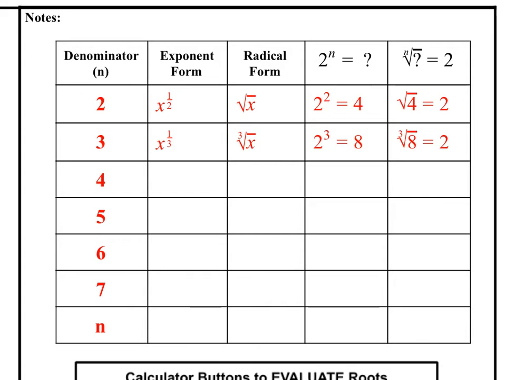The first two lines I filled up for you. If you have a denominator, the bottom of the fraction, of 2, it looks like x to the 1/2. In radical form, that's just a regular square root. You don't have to have anything in the crook.